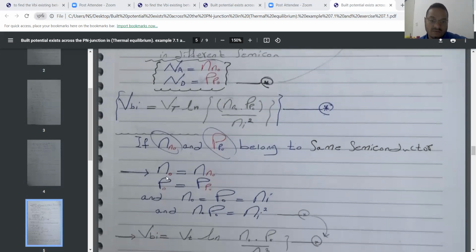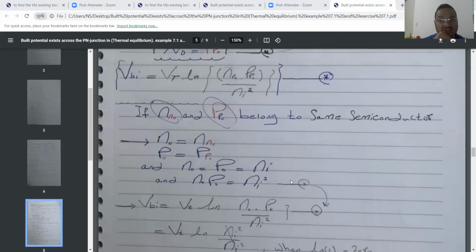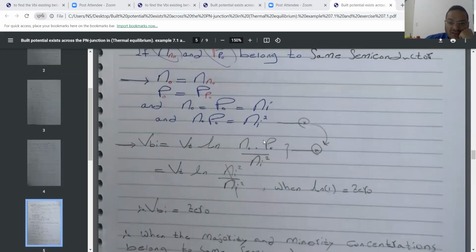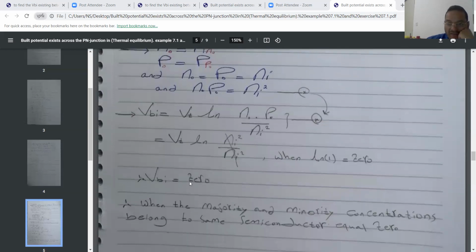Because here, like I said before, N naught, the majority electron concentration at the N type, equals the majority hole concentration at the P type. That means N naught equals P naught equals the intrinsic carrier concentration. That means N naught times P naught equals the intrinsic carrier concentration squared. Let's put this information into our VBI equation.